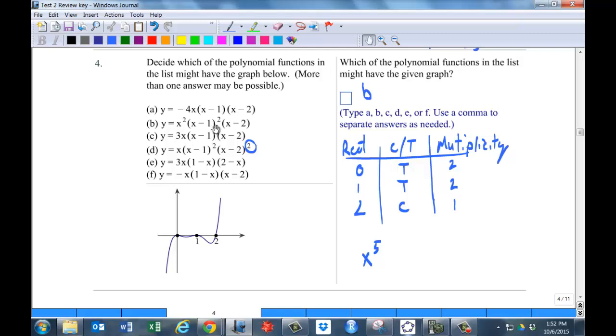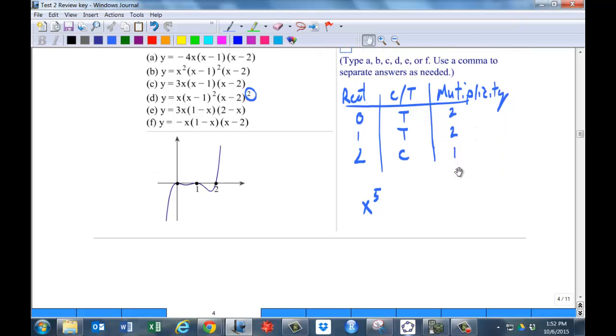C would not work because multiplicity of 1, multiplicity of 1. D would not work because multiplicity of 2 at x equals 2 means it should touch at that point, and it doesn't, it crosses. And then here the multiplicities are the same. So the only one that works is B. So these are the kinds of things you want to pay attention to here.